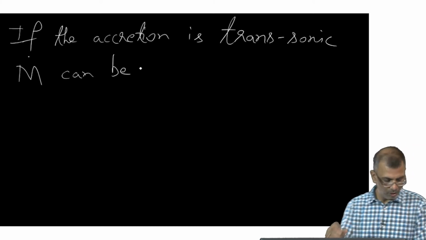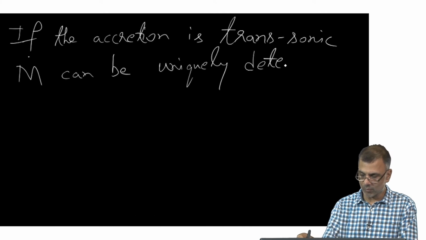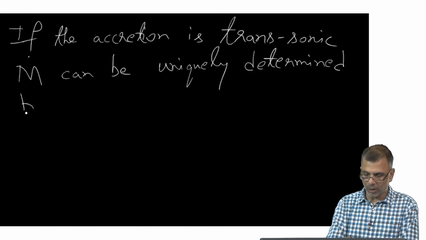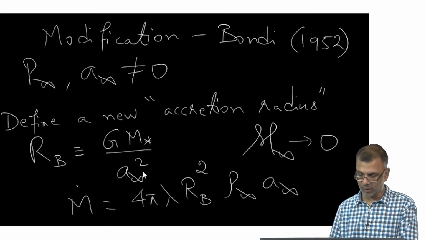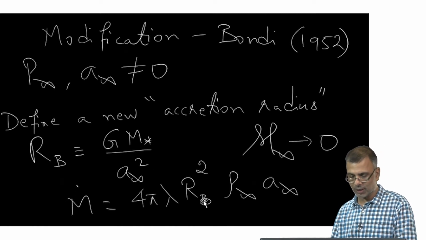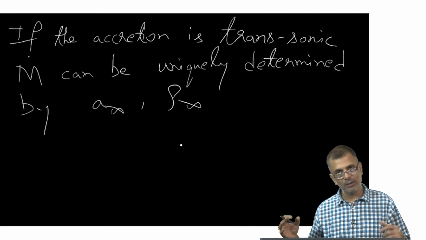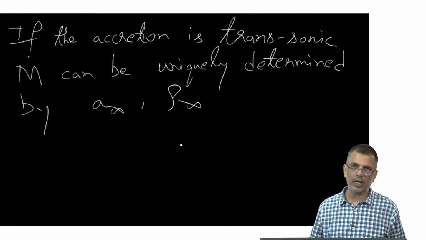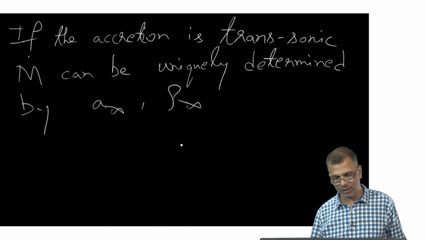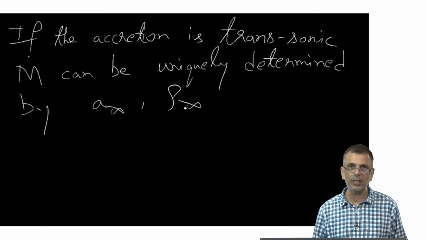can be uniquely determined by the sound speed at infinity and the density at infinity. That is evident from here. You see, the sound speed at infinity and the density at infinity. Although of course you have this R_B squared, this R_B squared also involves just the sound speed at infinity. So this statement stands. You give me gas that is pretty much stationary at infinity, and you tell me what the sound speed is at that very large distance, and you tell me what the density is at that very large distance. I will immediately tell you what the M dot is.